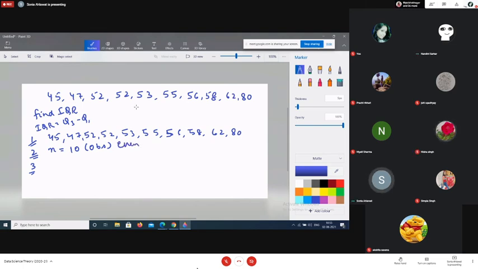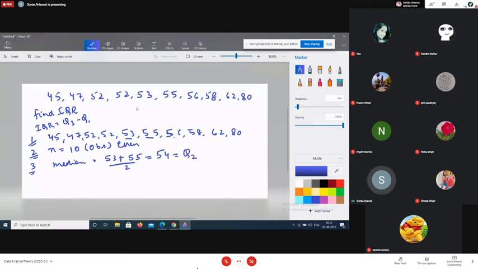It is even, so what we have to do? We have to take the sum of the middle points. So it is 1, 2, 3, 4, 5, 6, 1, 2, 3, 4, 5. So we'll simply calculate the median by (53 + 55) divided by 2. The value is coming out to be how much? 54. Now this is nothing but your Q2 at present.